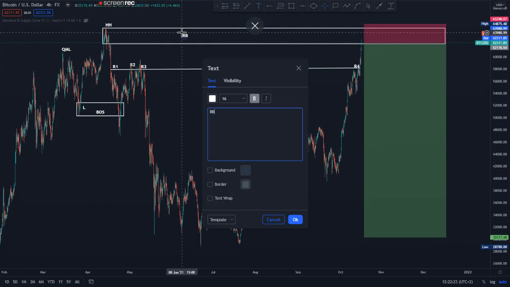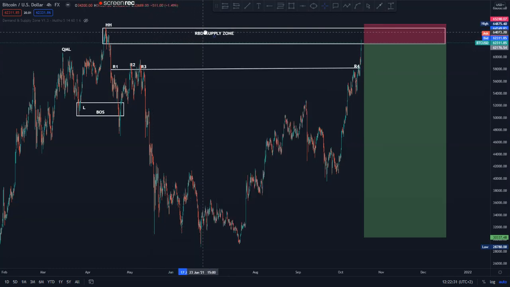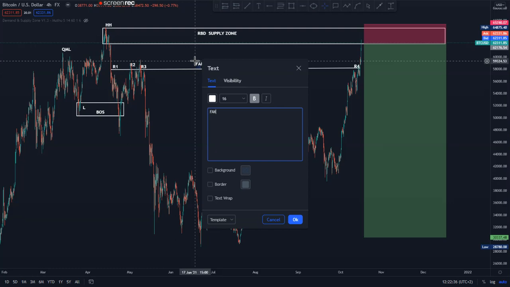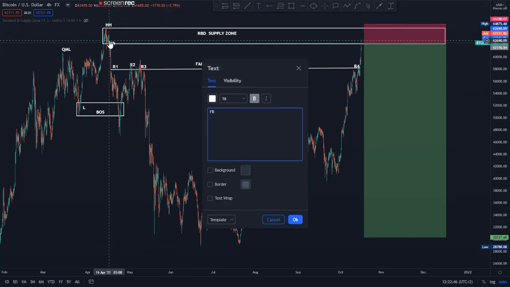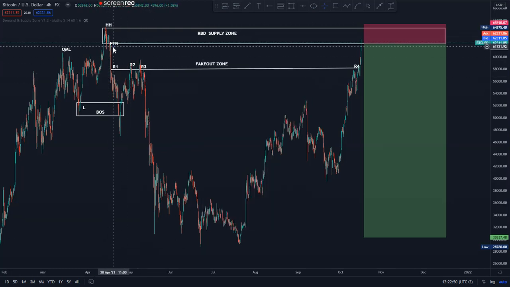This is a rally base drop supply zone, and this is my fake out zone. Okay, others might call this level an FTR, a failure to retest. So this is where we want to actively try and sell the market from.